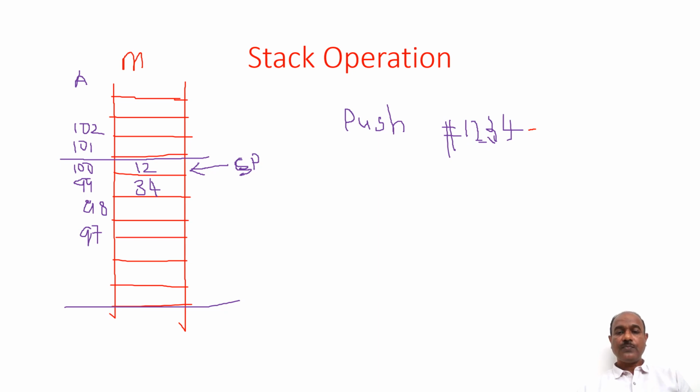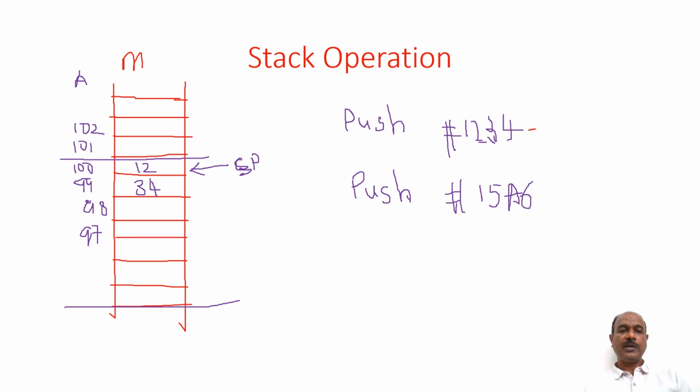Now if I write one more push instruction, I will write push hash 15A6. Again the microcontroller will decrement the stack pointer by 2 first. Where is my stack pointer pointing now? It is pointing to location 100. This 100 is there in the stack pointer.